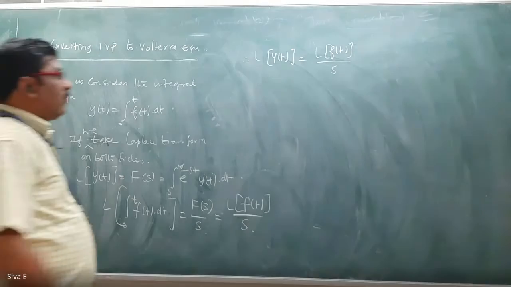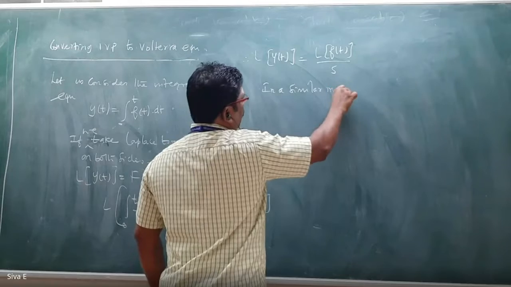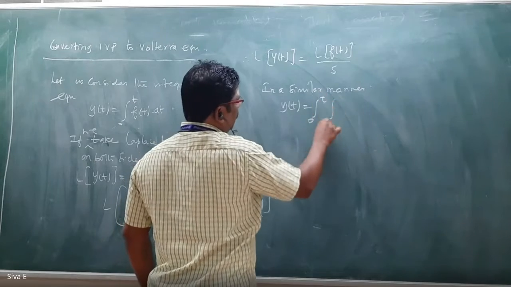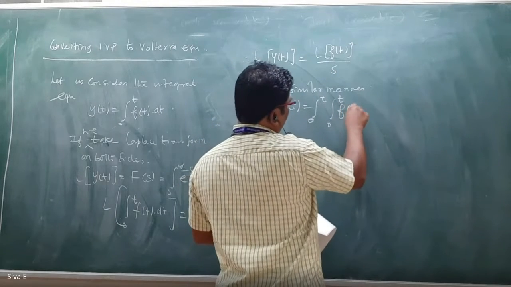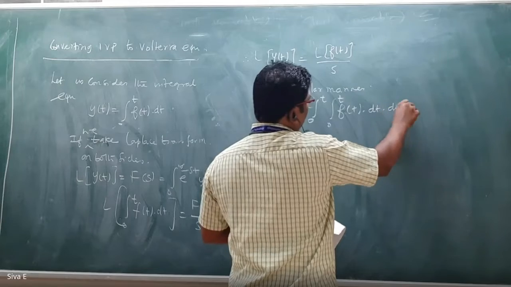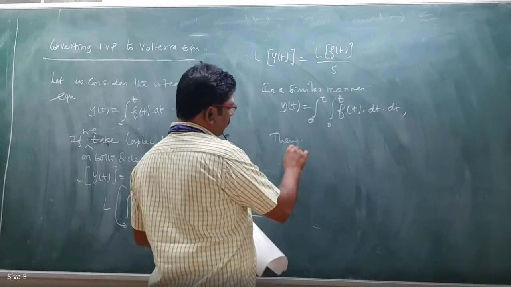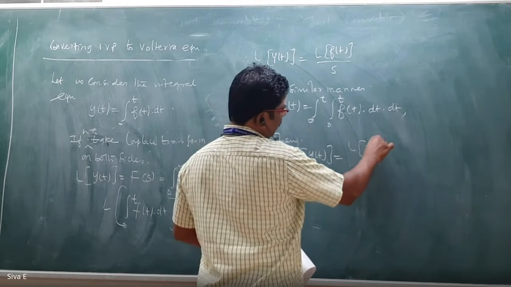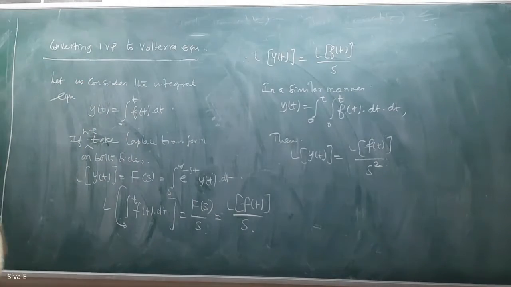In a similar manner, in case y of t equals the integral from 0 to t of f of t dt, then L of y of t equals L of f of t by s square.